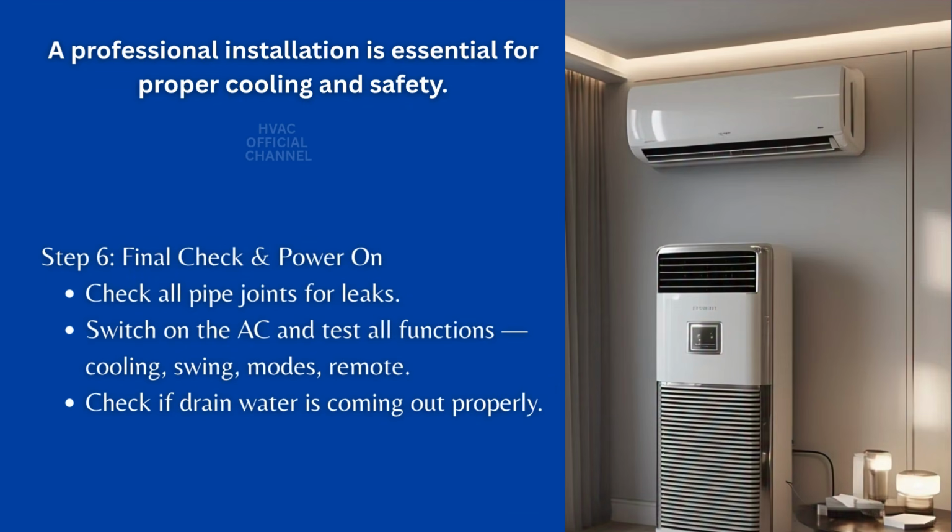Step 6. Final check and power on. Check all pipe joints for leaks. Switch on the AC and test all functions: cooling, swing, modes, remote. Check if drain water is coming out properly.